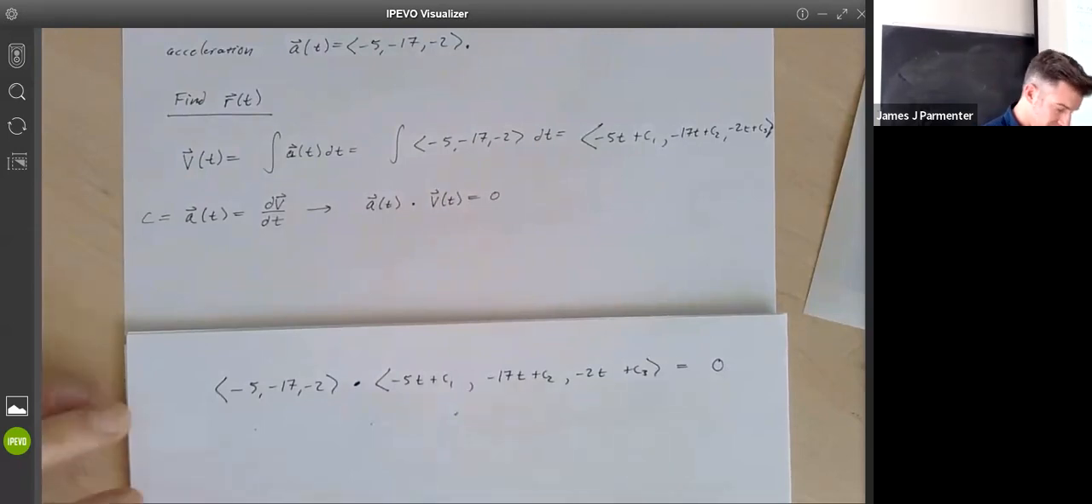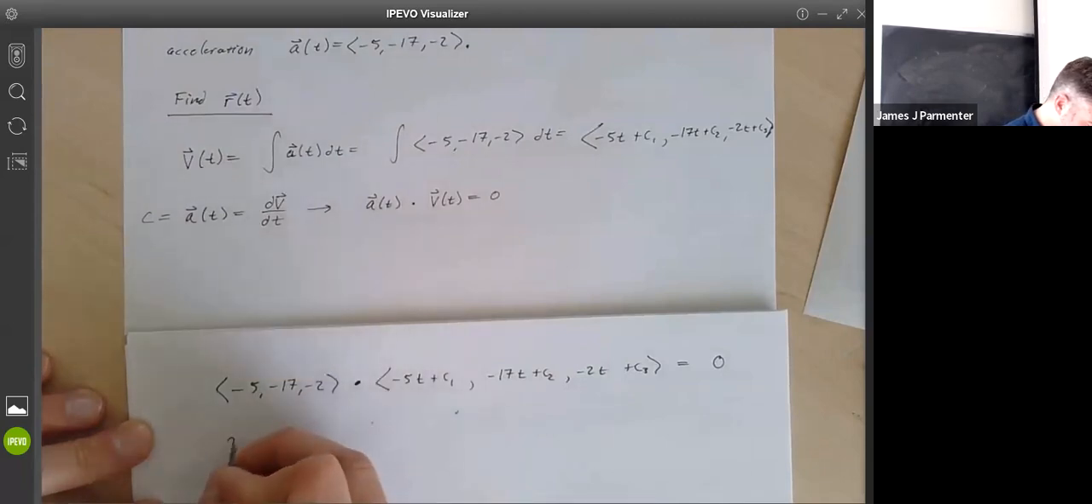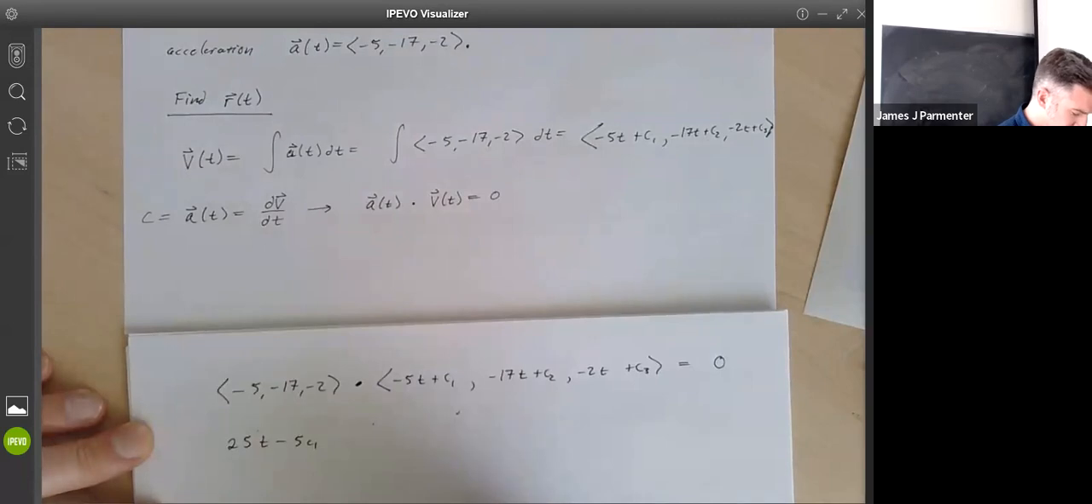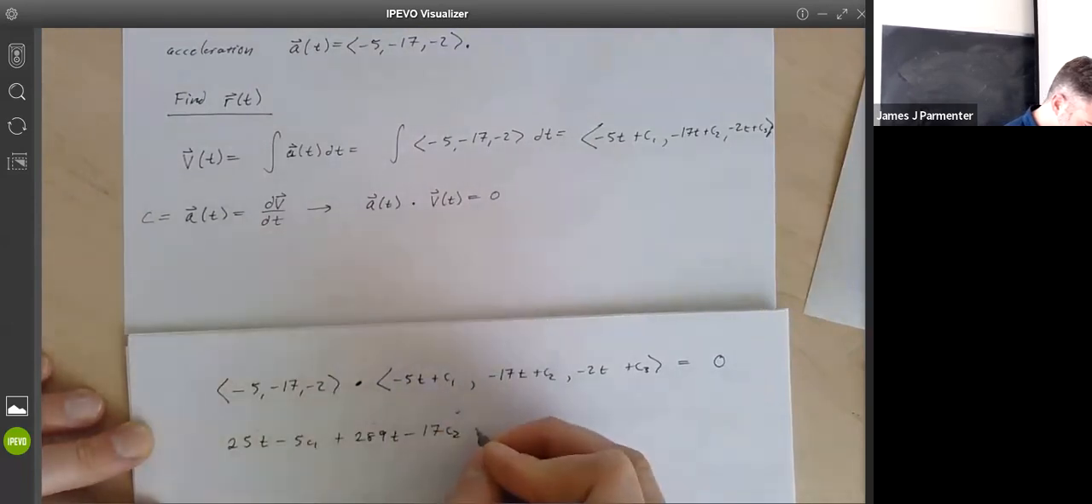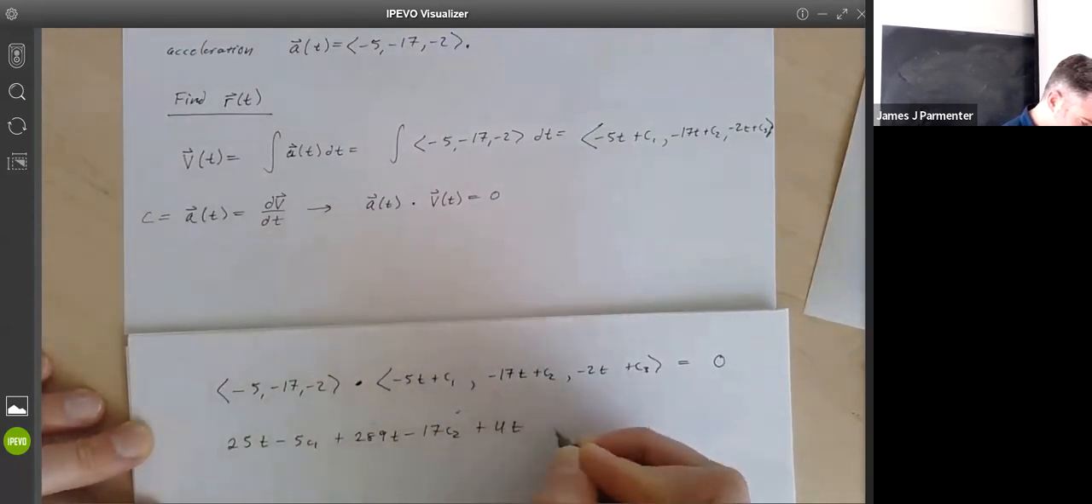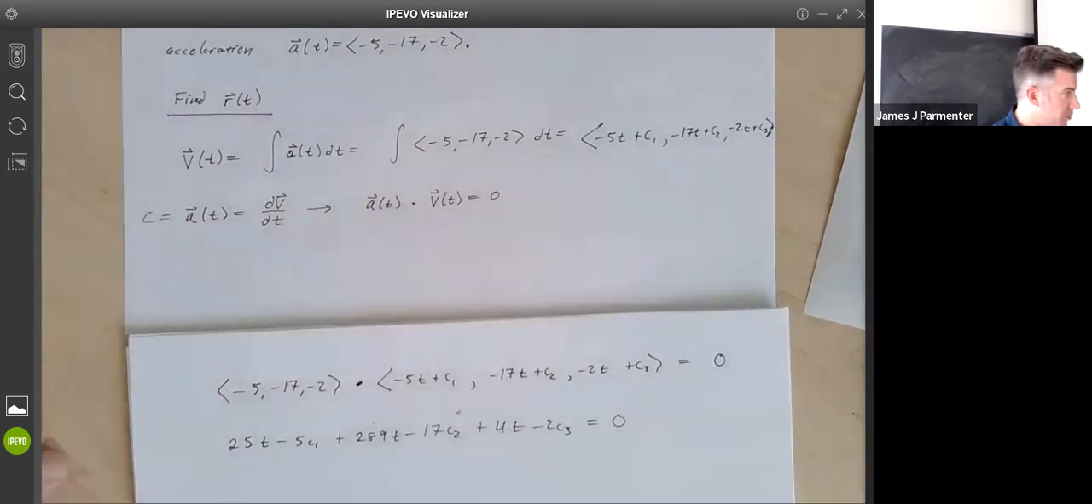All right, so let's see what we've got here. This seems like it's going to get real messy. I have 25t minus 5c1. Yeah, I feel not great about this. 289t minus 17c2, and then plus 4t minus 2c3. That's supposed to equal 0.